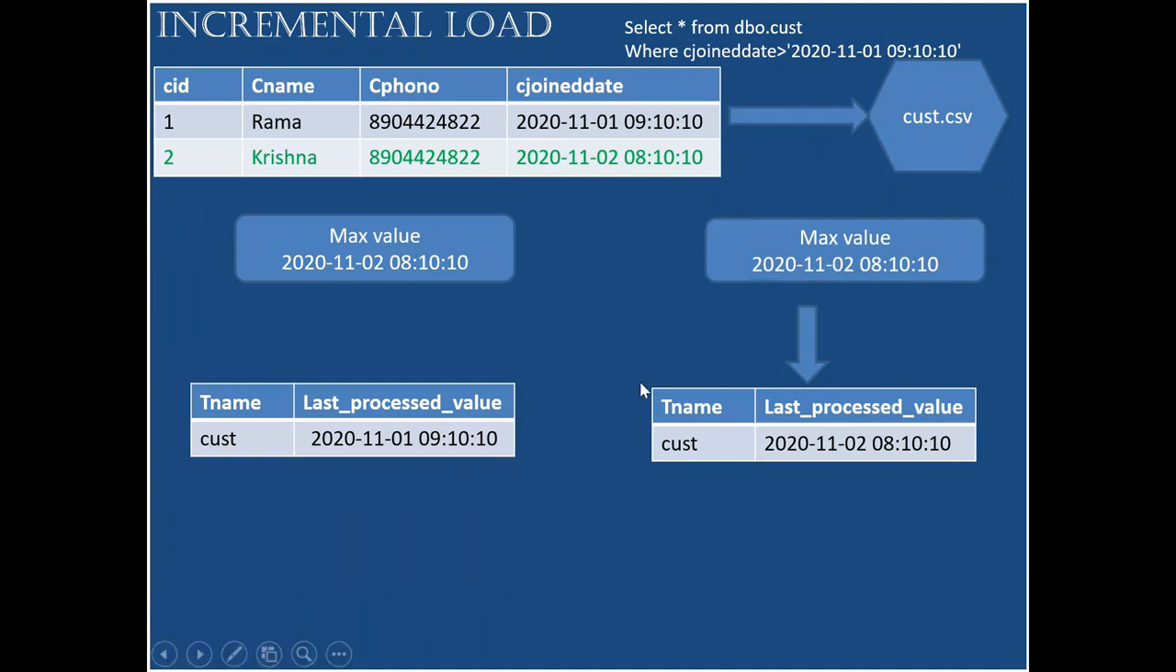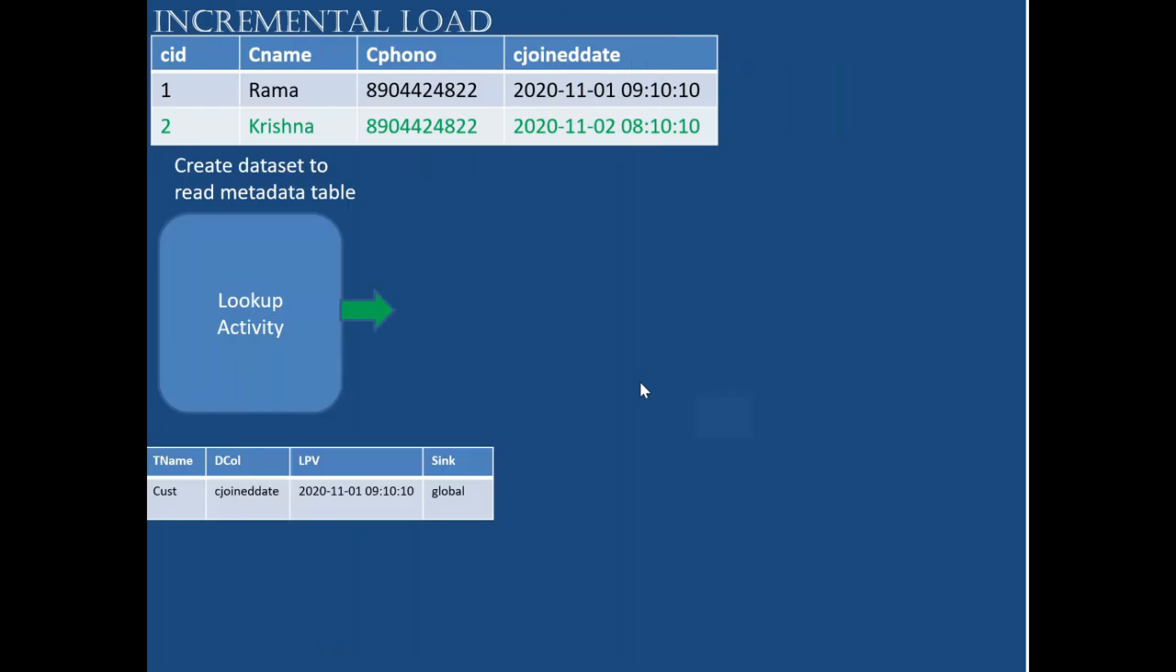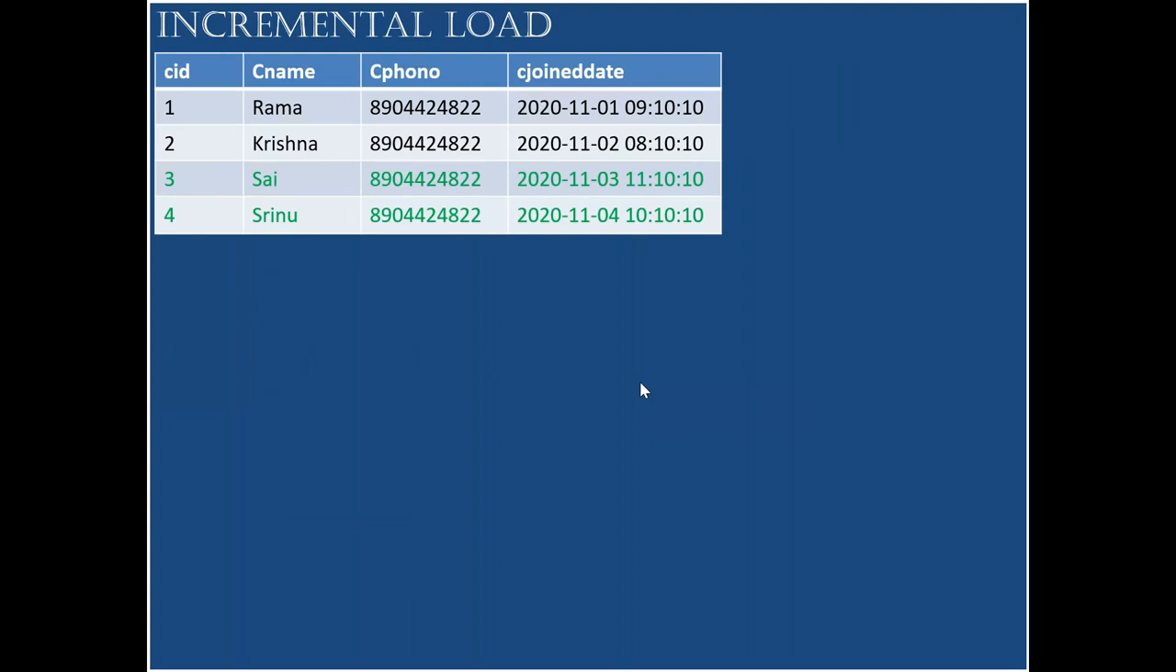This is day 3. Observe very carefully. Now the last processed value is 11-02. Now I am going for day 4. What is the max date from this particular table? What is the max C join date in this? The fourth record. What is the date and time? So 2020-11-04 is the max value.